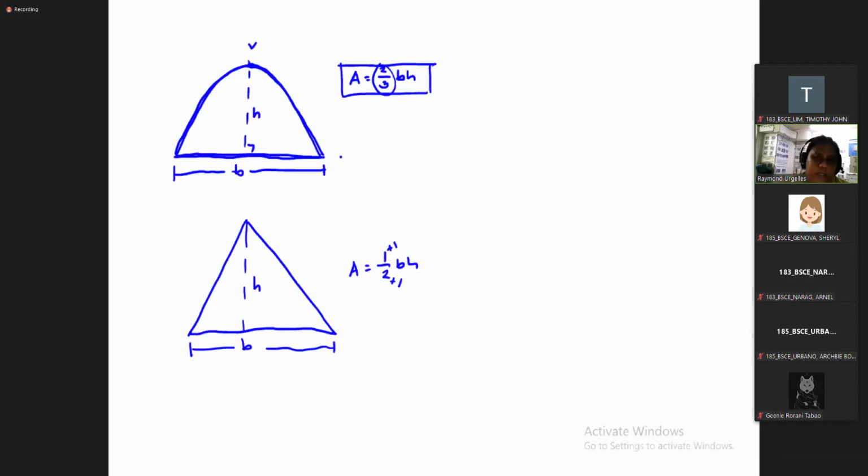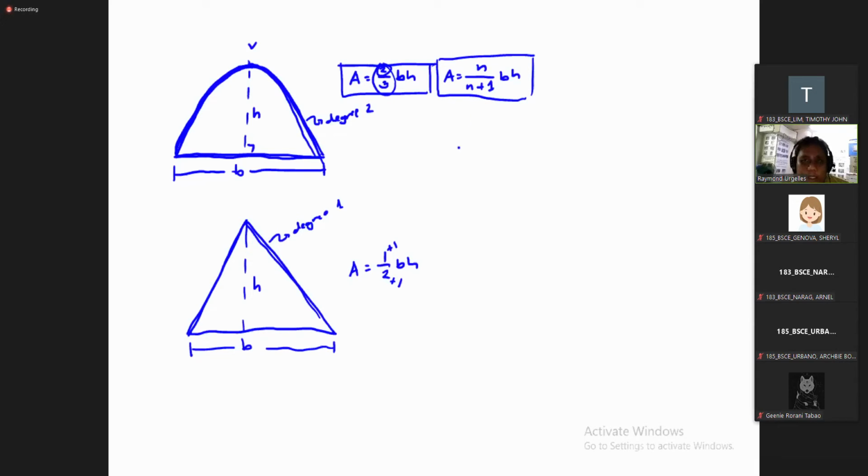Actually meron yung direct formula, depende dun sa curve na kino-consider natin. Dito parabola to. Dito naman, this is a linear equation. Linear is degree 1 polynomial, parabola is a degree 2 polynomial. Makikita natin yung equation natin dito, ito yung degree natin. Let's say n yung degree. Yung nasa denominator is mas malaki lang ng isa. So n over n plus 1 base times height. Ito actually yung equation natin for area of any polynomial segment.